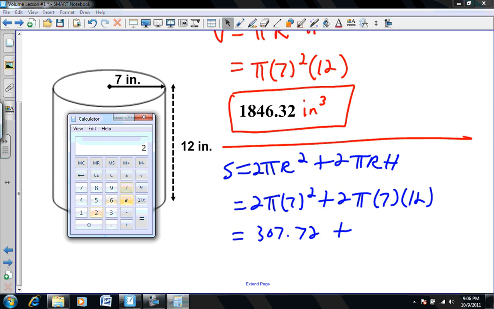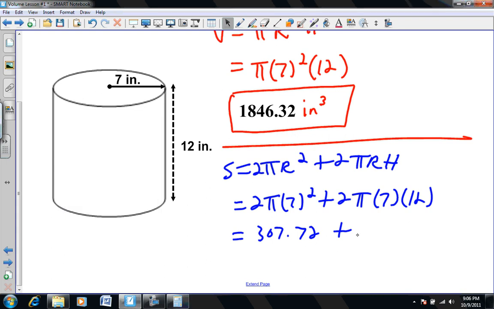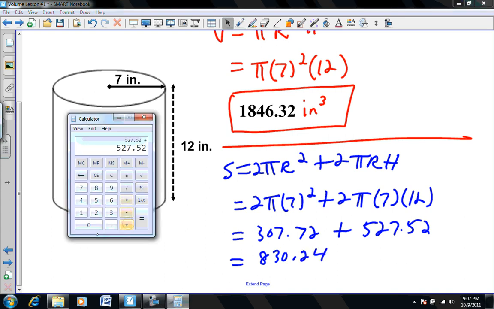Then I'm going to go do this other part over here separately. So I'm going to do 2 times pi times 7 times 12. And I'm going to get 527.52. And then I can add those two things together. And you wouldn't necessarily have to do two separate pieces. You could do it all at once if you wanted to. And I'm going to get 830.24, I think. I better add it up right, just to make sure.